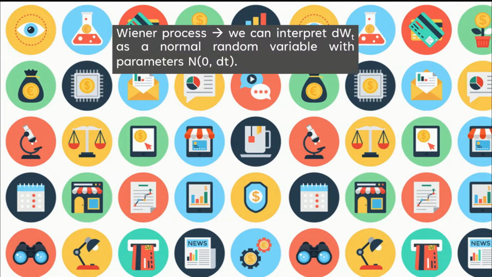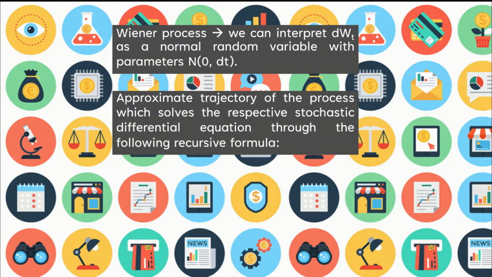Thanks to the properties of the Wiener process, we can interpret the derivative of wt as a normal random variable with parameters of mean 0 and sigma equals to the derivative of t. Thus, an approximate trajectory of the process is created which solves the respective stochastic differential equations through the following recursive formula.